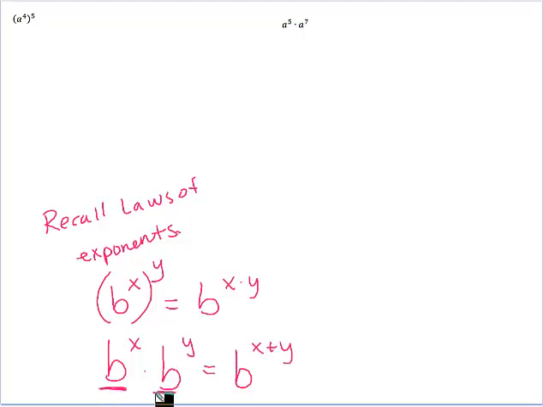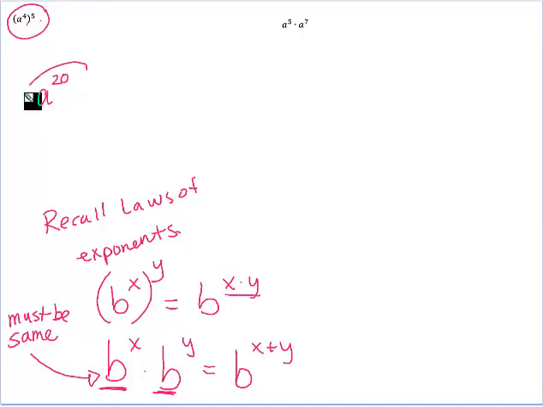Here, b, our base number, must be the same in order for this to work when we're multiplying them. So here, if we have a to the 4th raised to the 5th power, that's the same as multiplying your two exponents. 4 times 5 is 20, so this is a to the 20th.